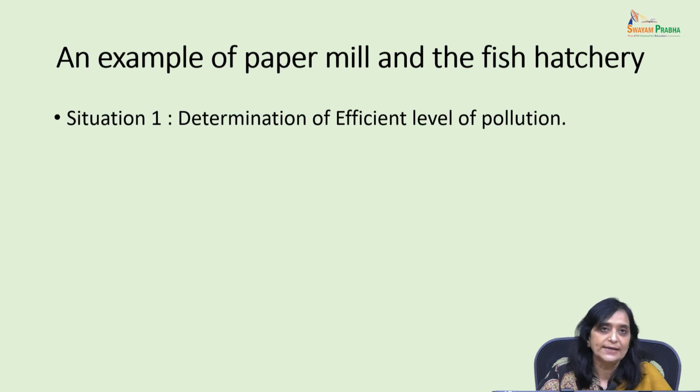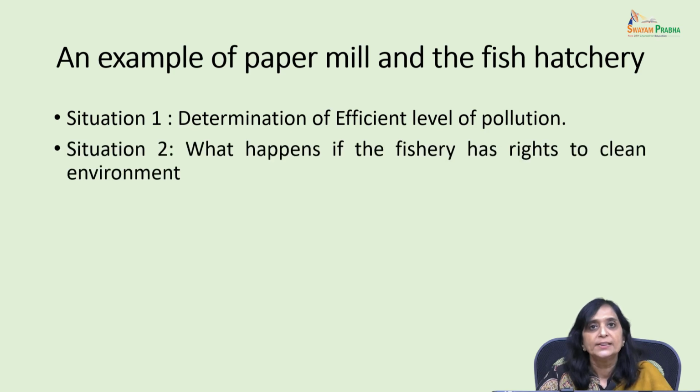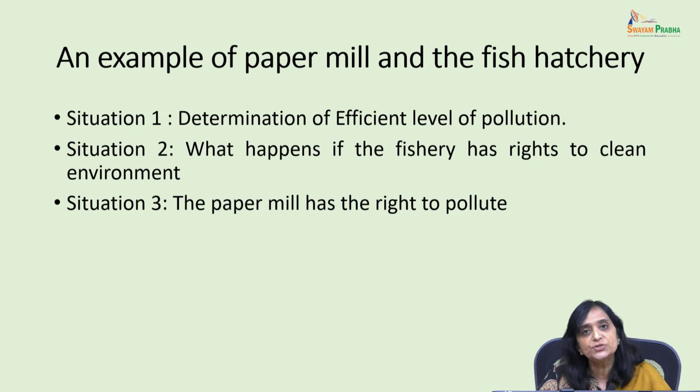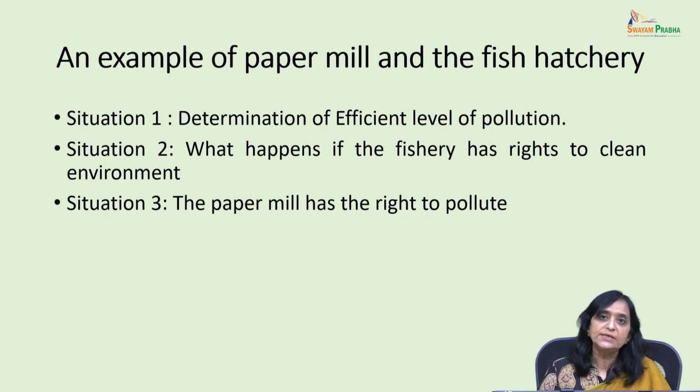Three situations can happen. One, we will see a determination of the efficient level of pollution. Then we'll see what happens if the fishery has the right to a clean environment, if he claims to be the victim. And situation three, if the paper mill says it has the right to pollute. We will understand the three situations graphically, and we will see that in all three cases, as per Coase, if bargaining is possible without any transaction cost, we will come to the same point.